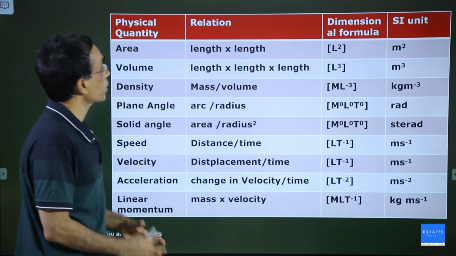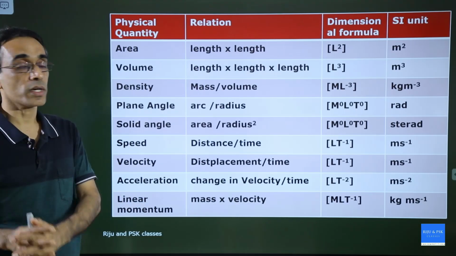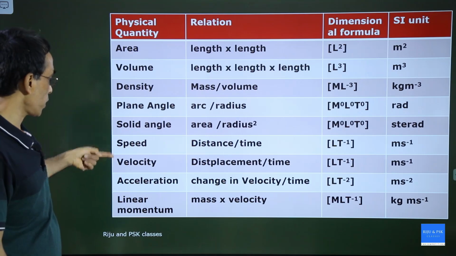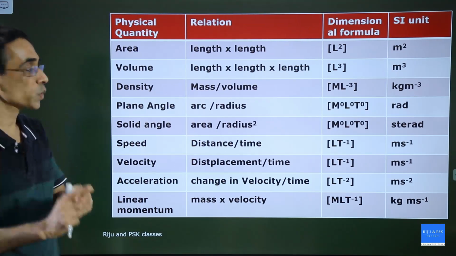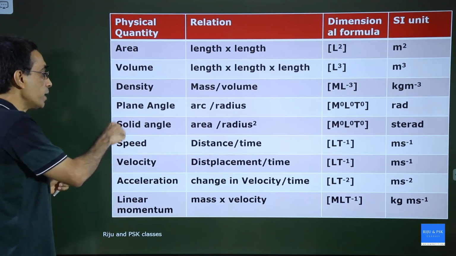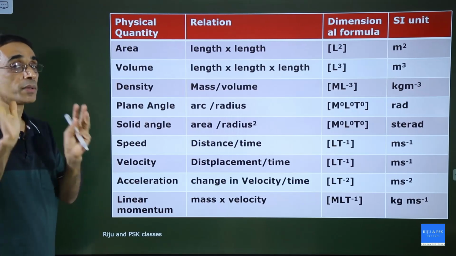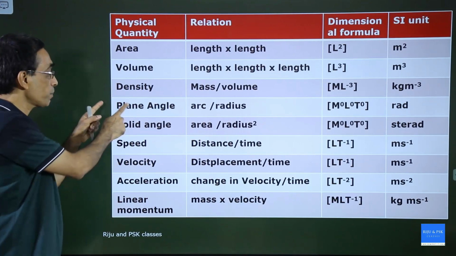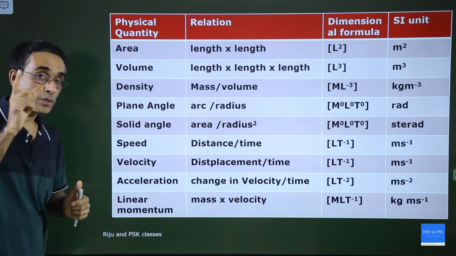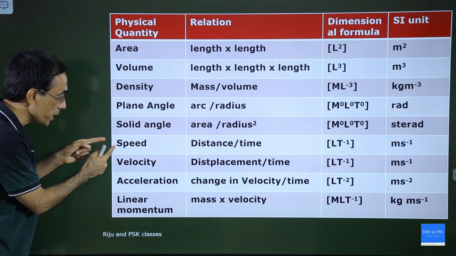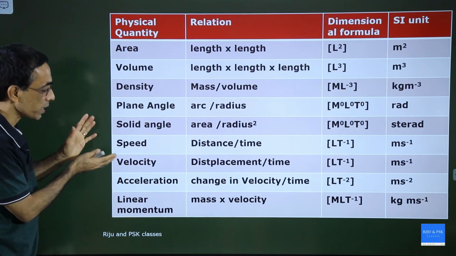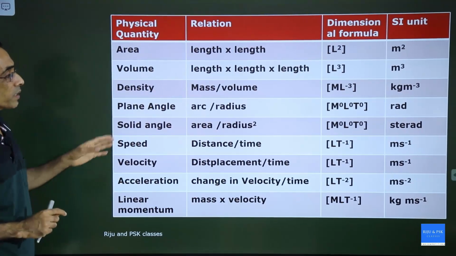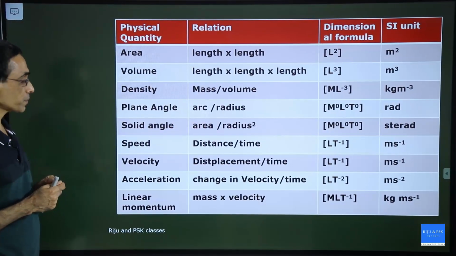Then I was discussing dimensions of the derived quantities. We discussed area, volume, density, plane angle, solid angle, speed, velocity, acceleration, linear momentum, and we also saw two properties: that there can be some quantity without dimensions, dimensionless physical quantities, for example plane and solid angle. And I also told you that there can be two different physical quantities having the same dimensional formula. See, speed and velocity are different, but they have the same dimensional formula.